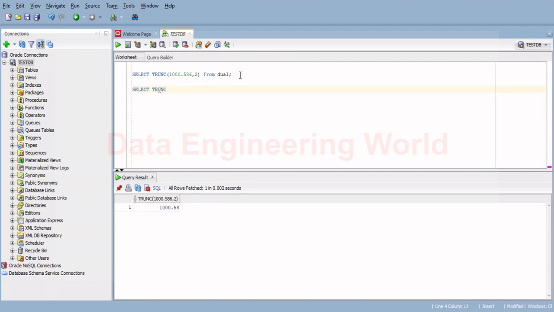Now let's take another example of the trunc function. This time we want to truncate the value to only 1 decimal place. And here we have got the output as 50.4. Many of us get confused between round and trunc functions. So please remember, the round function rounds off the value to the nearest decimal point, whereas the trunc function truncates the value to the scale we pass as the second parameter.